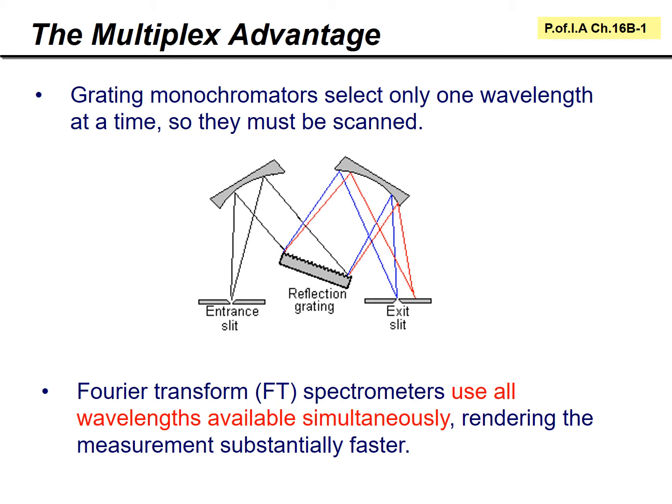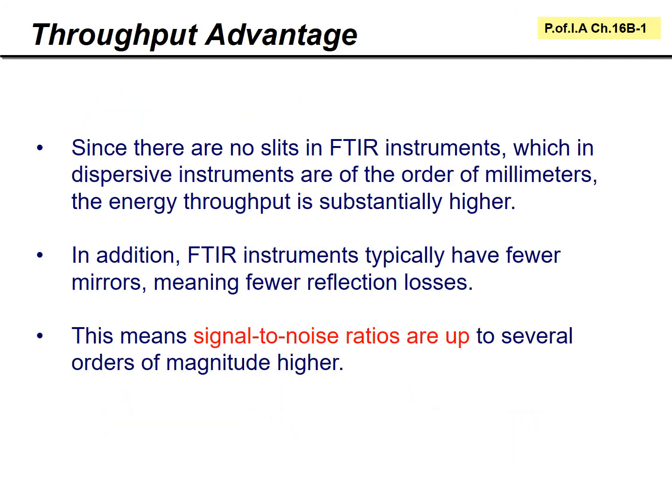The first is, I think, fairly obvious, that gratings, which form part of devices called monochromators, can only select one wavelength at a time. So you have to scan all the way across. If you use an FT-IR instrument, all wavelengths are available simultaneously. And that's thanks to the Michelson interferometer, which we will be meeting soon. And because there are no slits, measurements are much faster when using an FT-IR instrument.